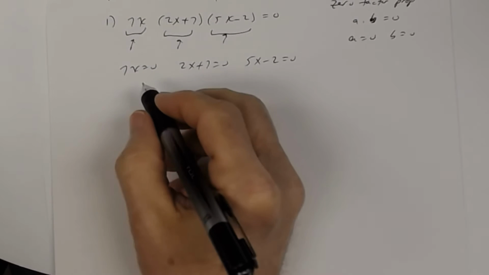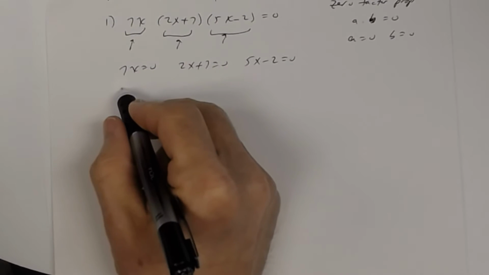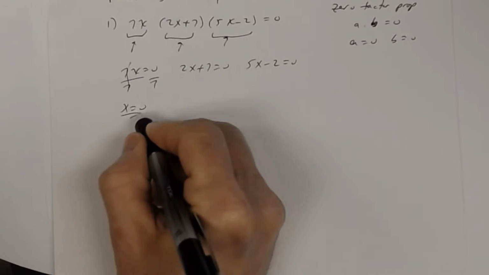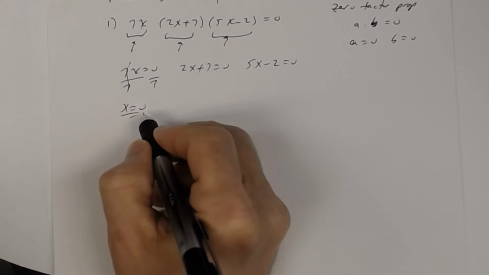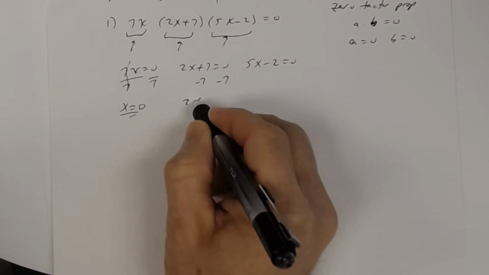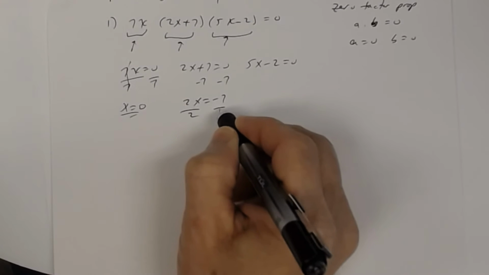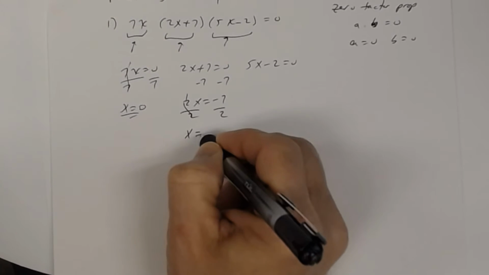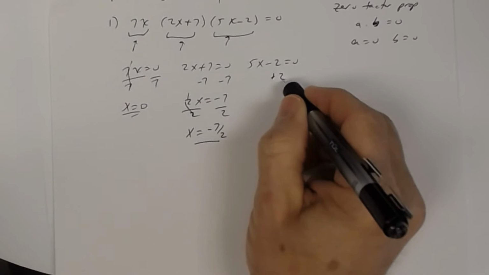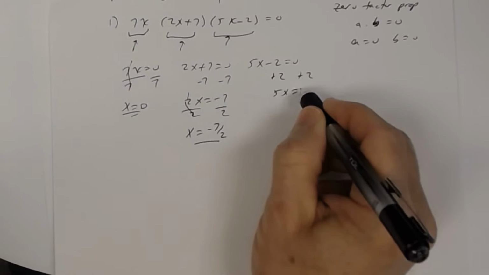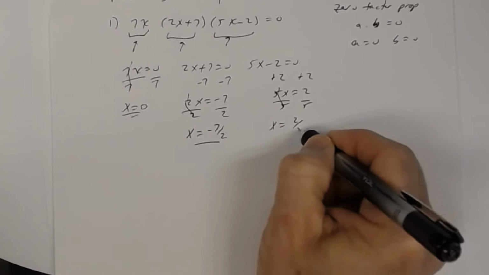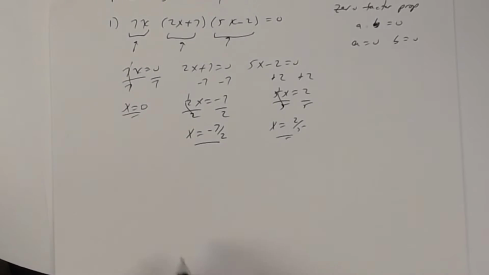When I do that, I'm going to divide both sides by 7. I get x to be 0. You have to remember that 0 divided by 7 is 0. Over here, subtract 7 from both sides. I get 2x equal negative 7. Divide both sides by 2. My second solution is negative 7 halves. Over here, adding 2 to both sides, I get 5x equal 2. Divide both sides by 5. I get x to be 2 fifths. So those are your 3 solutions.